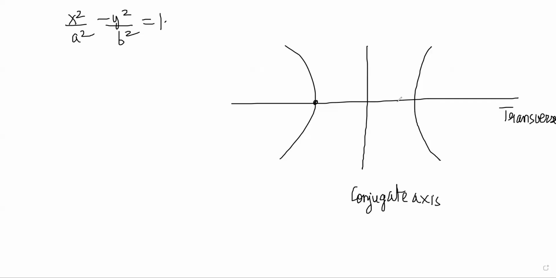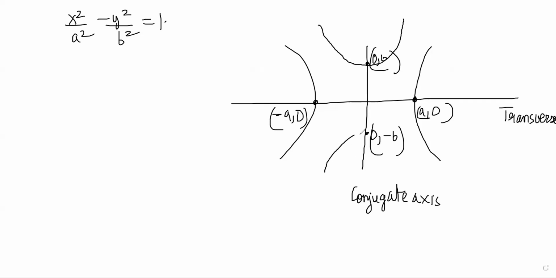The points here are minus a comma 0 and a comma 0. And the points here are 0 comma b and 0 comma minus b. These are my transverse and conjugate axis. Now I can make another hyperbola like this, where the transverse axis and conjugate axis are reversed.